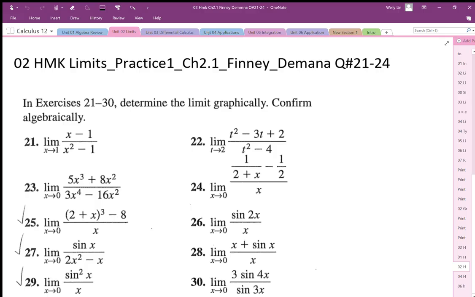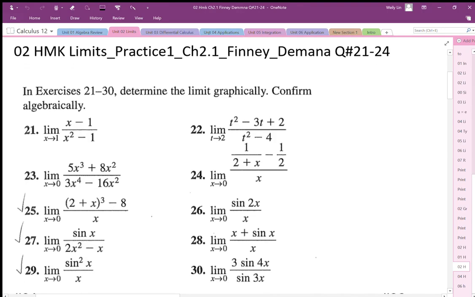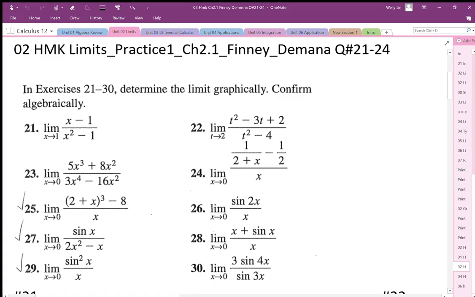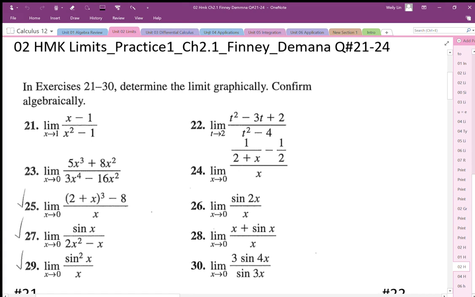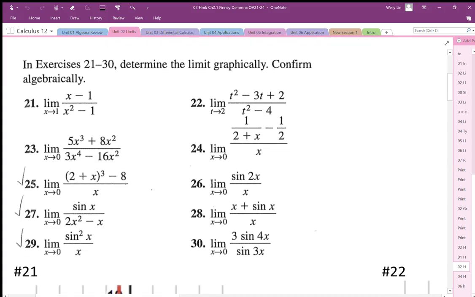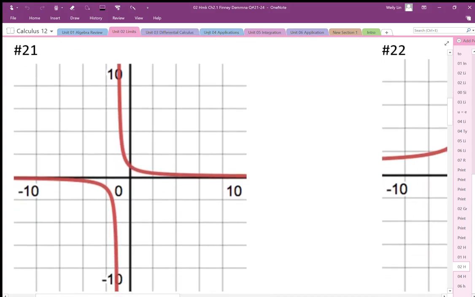Looking at questions number 21 and 24 from the Limits Practice 1, Chapter 2.1 in the Finney Demana textbook. So we're being asked to determine the limit graphically and then confirm algebraically. So 21, if we take a look at the graph at 21, it looks like this.